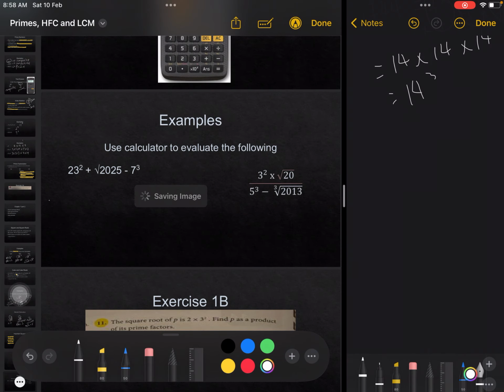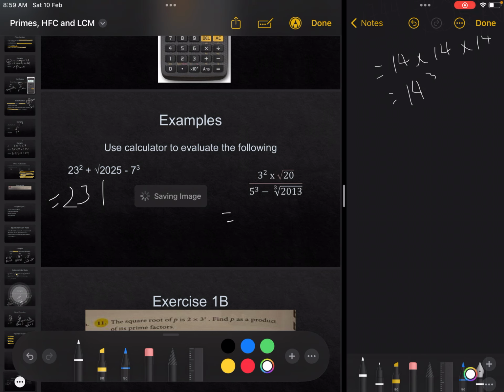Let me key into the calculator and get the answer. 23 squared plus the square root of 2025 minus 7 to the power 3, minus 7 cubed. Give me a second. 23 squared plus the square root of 2025 minus 7 cubed. So the answer for the first question is 231.